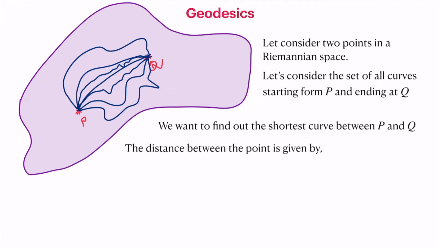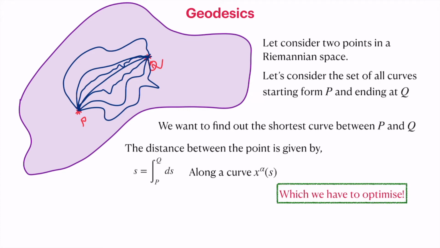Now what is meant by the distance between the points? We have an infinitesimal displacement along the curve, which is given by ds. We simply integrate that from the point P to Q. That gives us the distance along the curve x^α(s). So that is what we mean by the distance between the points P and Q, and that is what we want to minimize. Of course, you know that minimization is essentially an optimization problem, and the obtained solution could be either minimal or maximal. We are optimizing this distance.